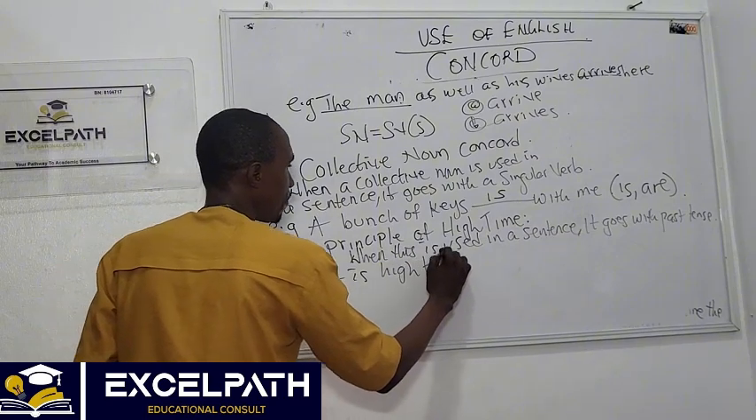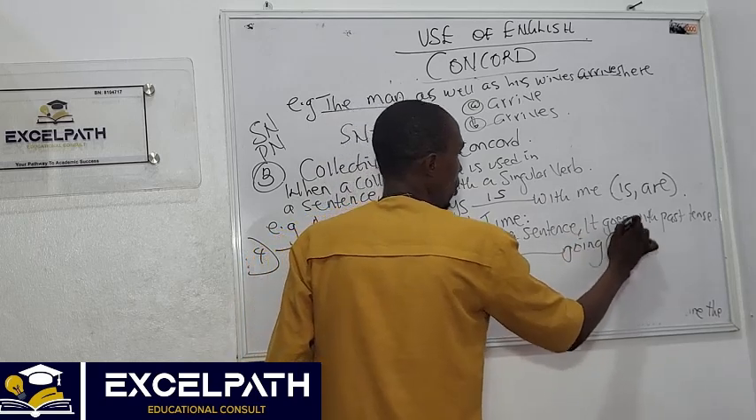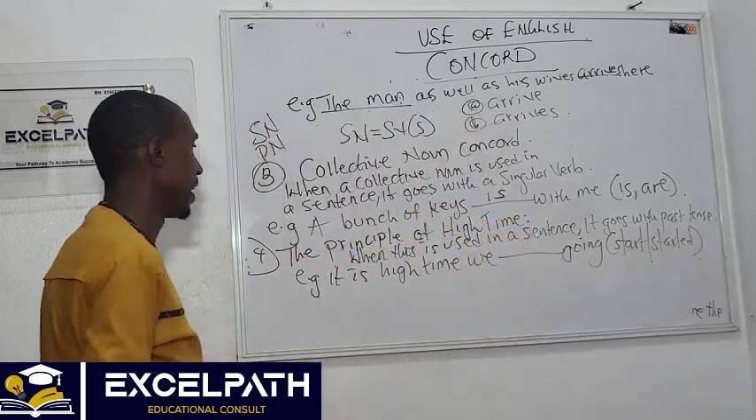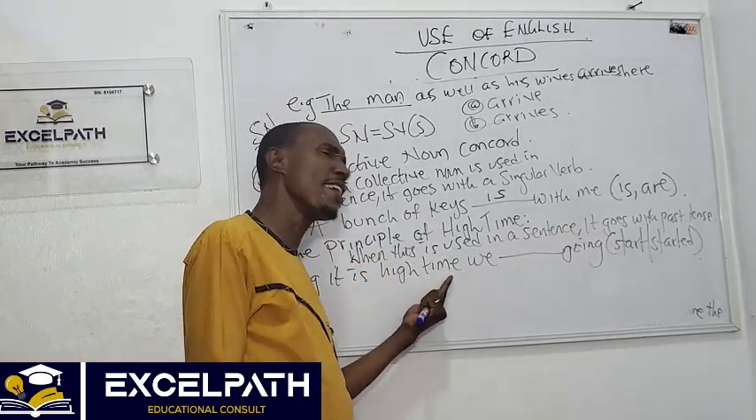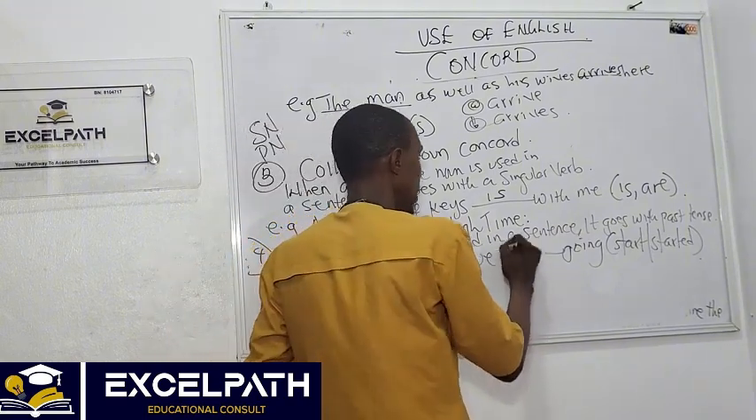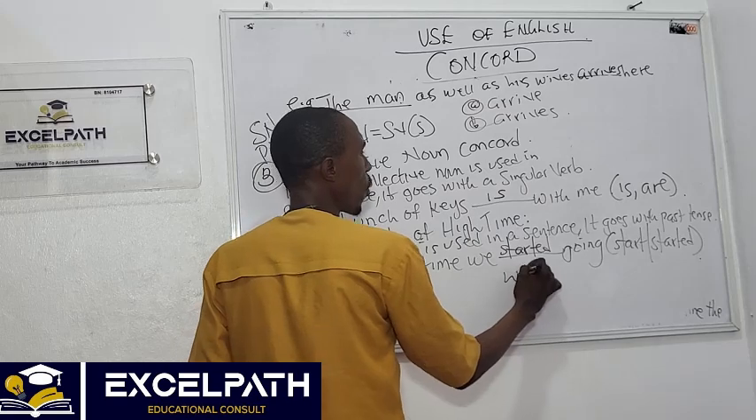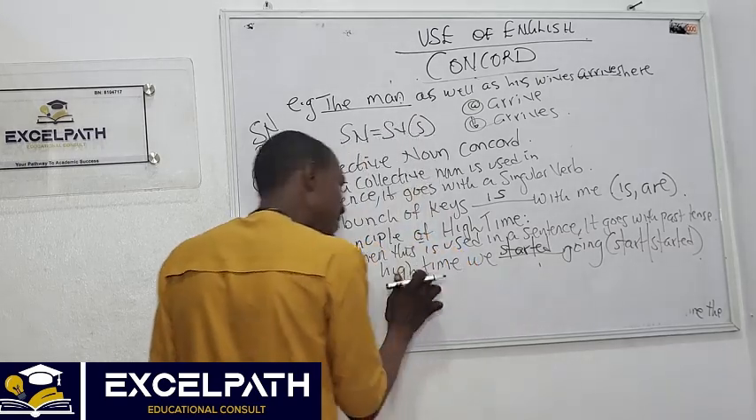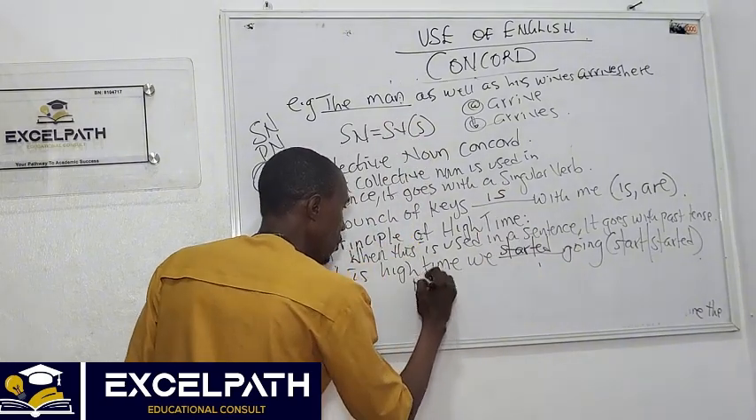E.g., it is high time with dash going. The roads. It is high time with dash going. Started. For the fact that high time is there, automatically your answer must be in past tense, and the answer is what? It is high time we started going. It is high time I went home. It is high time they jumped at the fence. Whenever high time is in a question, it must go with what? Past tense.